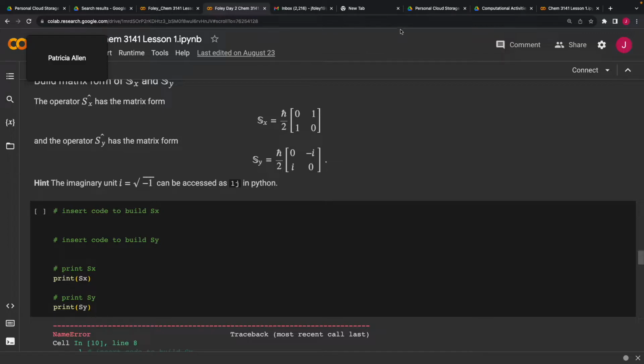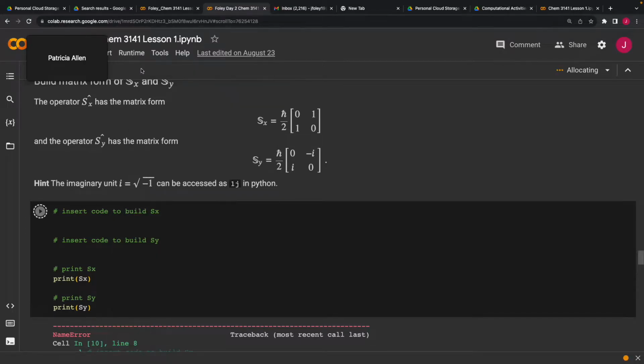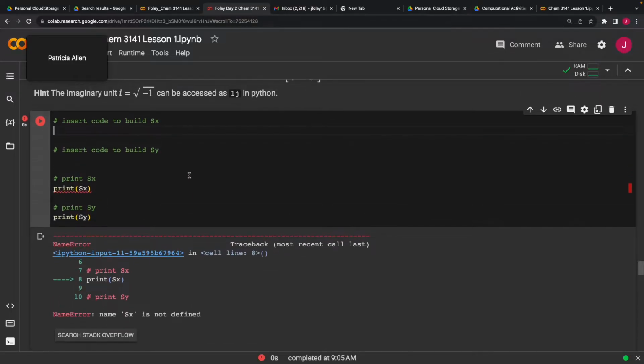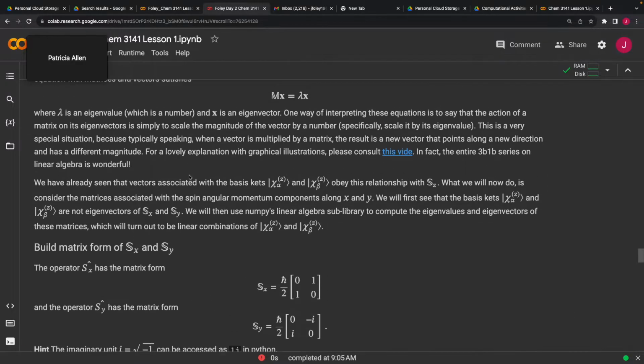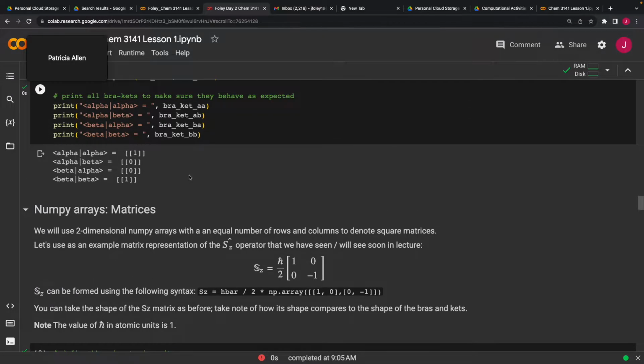By the way, it may be a good idea to run all of these cells. So we're going to do runtime, run all. And this should run all of the cells from the beginning, and then it's going to break once it gets to this cell because we haven't actually written this code. But hopefully everything up to this point is working. So good. Okay.